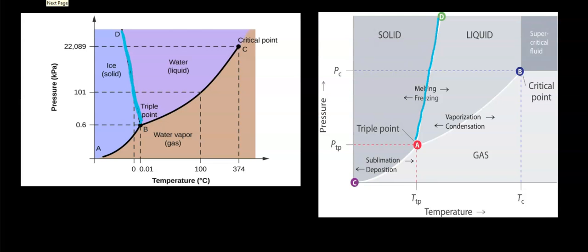All right, so let's take a look. Let's say this is the phase diagram for water. Now remember, water is one of the only substances I know that is more dense as a liquid than as a solid. Most substances on Earth are more dense as a solid. Water is the exception.